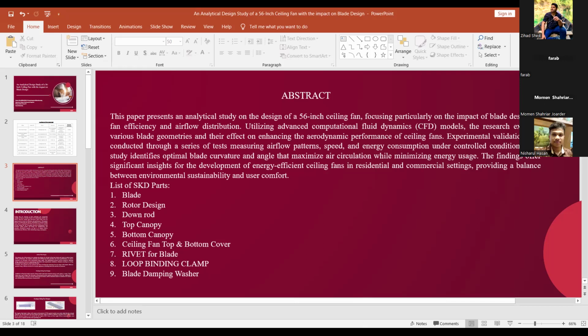Our project actually consists of 9 different semi-knockdown parts. The main part is our blade. The second thing is the rotor design, then the down rod, top canopy, bottom canopy, and the last one is the blade damping washer.